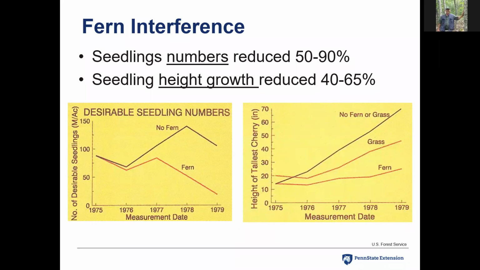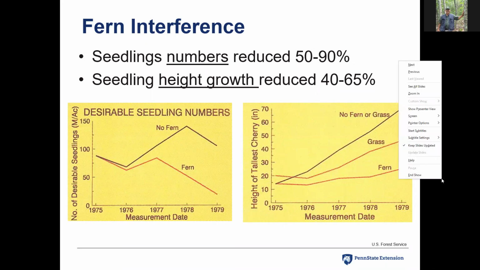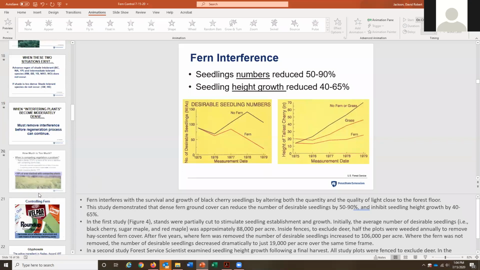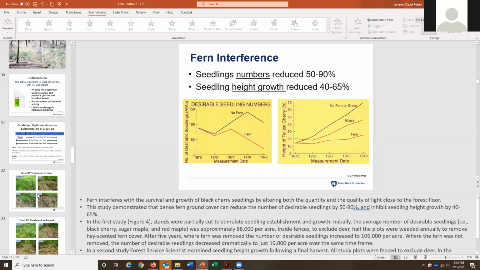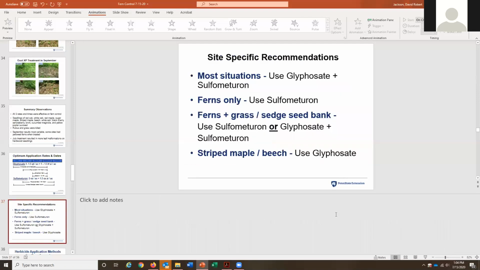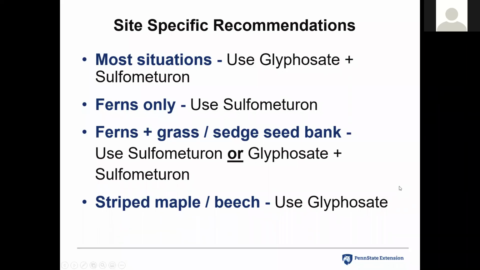So related to that, maybe you could reiterate under what circumstances you would use glyphosate, when you would use Oust, and when you'd use both. Yep, we had that summary slide, so let me bring that up. That was this one here. Site-specific recommendation: in most situations, you're going to have a combination of herbaceous interference like fern, grass, sedge, a seed bank, Japanese stiltgrass, as well as woody plants like striped maple, beech brush, ostrya, or eastern hophornbeam. So in most situations, it's a combination of glyphosate and sulfometuron: 1 to 1.5 quarts plus 2 ounces of sulfometuron combined in a tank mix applied per acre.